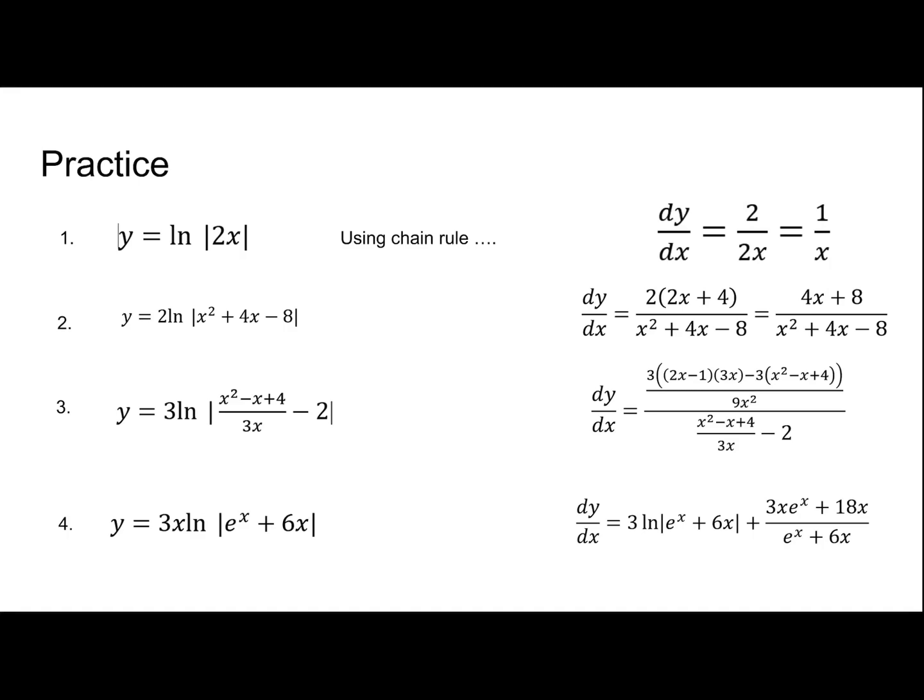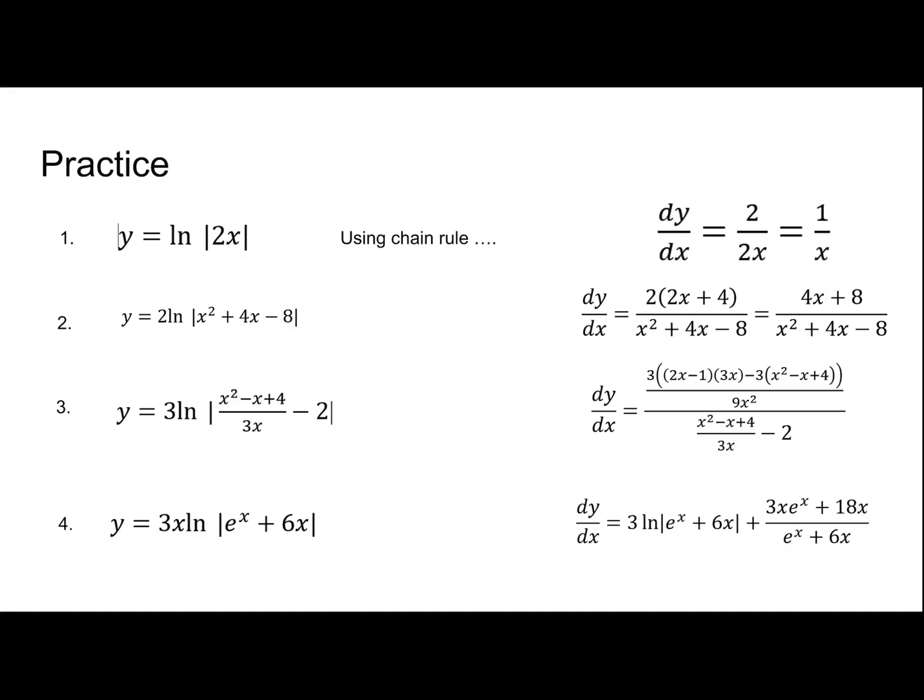And now we need to do 3x multiplied by the derivative of ln of e to the power of x plus 6x. In this case, the derivative of the inner function e to the power of x plus 6x, that is e to the power of x plus 6, because the derivative of e to the power of x is still e to the power of x. And that's multiplied by the 3x on the outside.